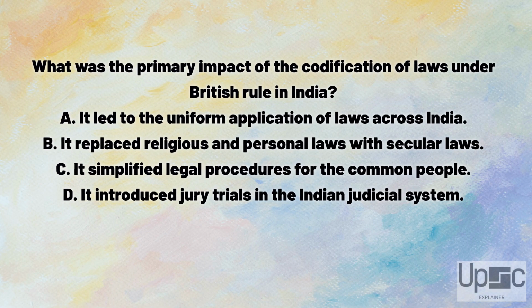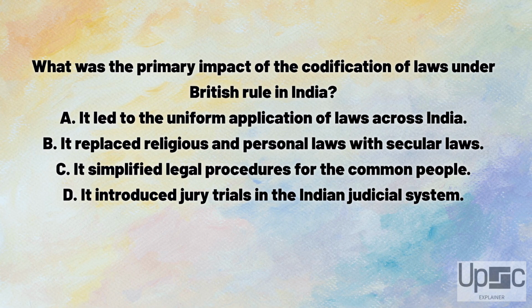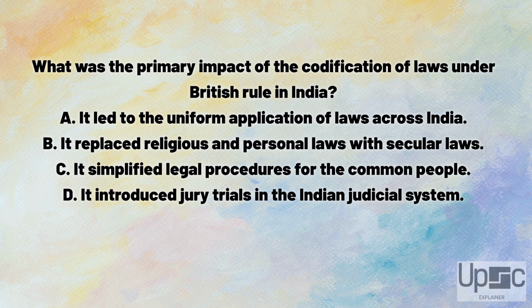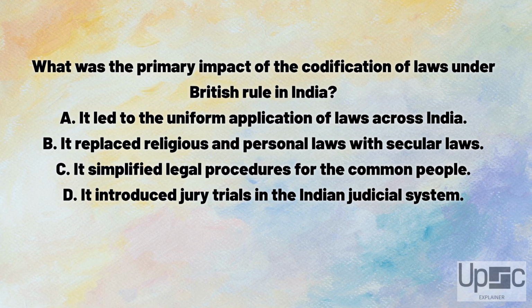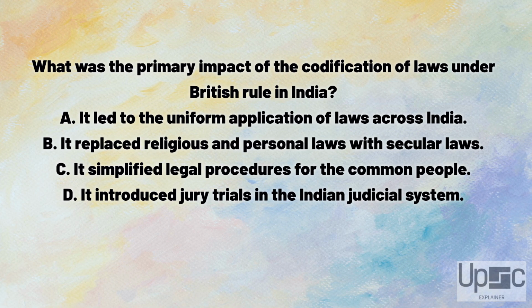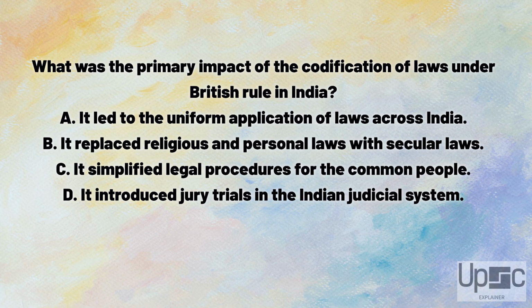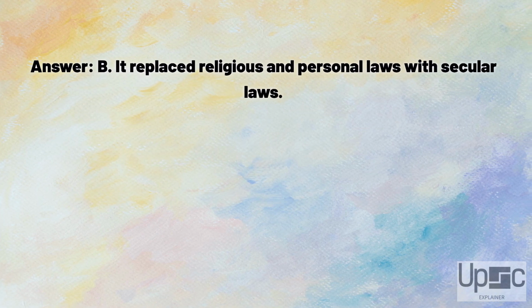What was the primary impact of the codification of laws under British rule in India? A. It led to the uniform application of laws across India. B. It replaced religious and personal laws with secular laws. C. It simplified legal procedures for the common people. D. It introduced jury trials in the Indian judicial system. Answer. B. It replaced religious and personal laws with secular laws.